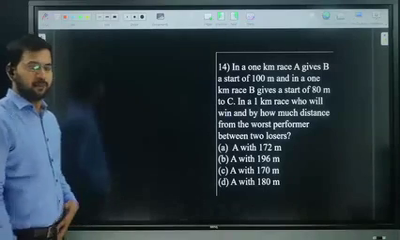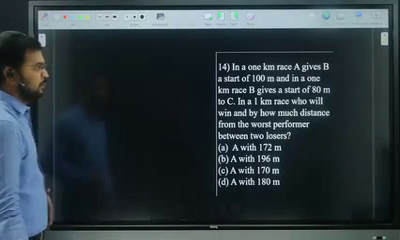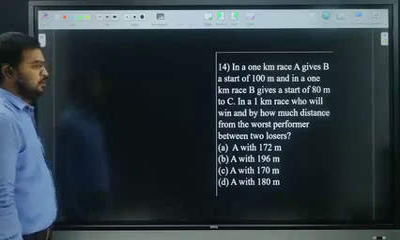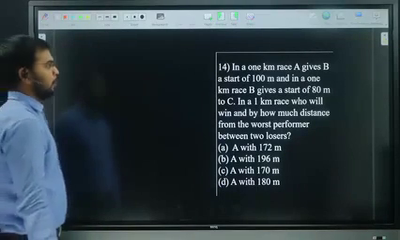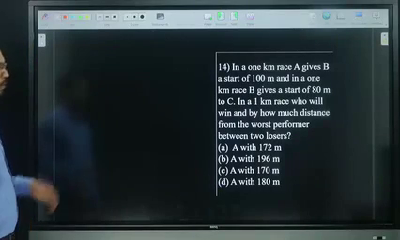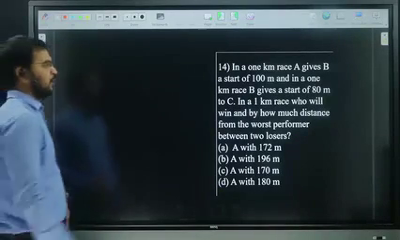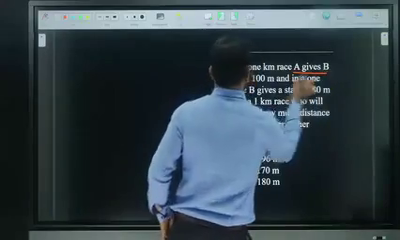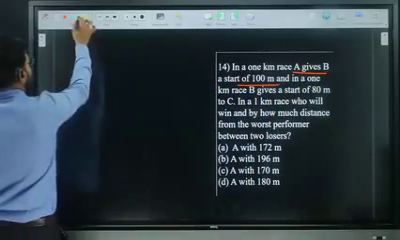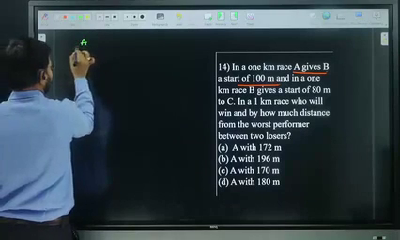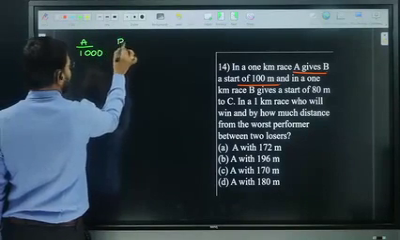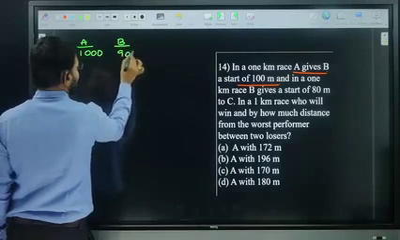Similar races and problems. Problems on races and games. Similar question. In a 1 kilometer race, A gives B a start of 100 meters. So here no need to draw the diagram. A gives B a 100 meters start. That is nothing but, whenever A reaches 1000 meters, B reaches up to 900 meters.